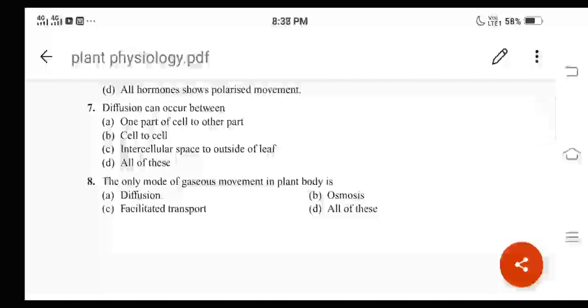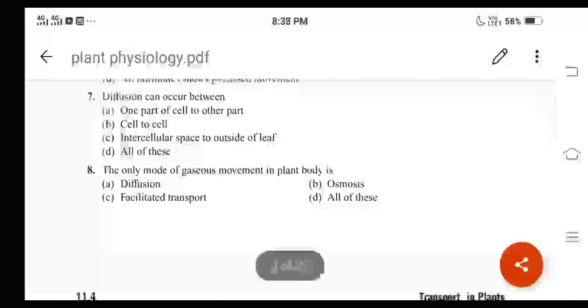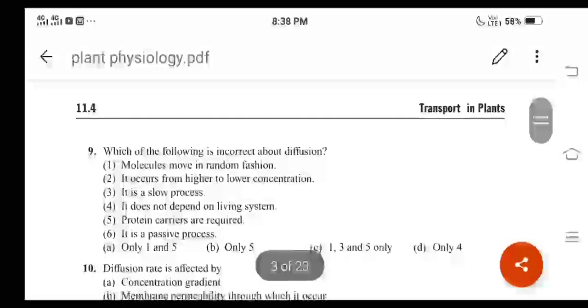Okay, the only mode of gaseous movement in plant body is diffusion, right? This we have already studied in the concept, the importance of diffusion in the plant body. For question number 8, what is the correct answer here? Option A, right? Then let us move on to the next question.